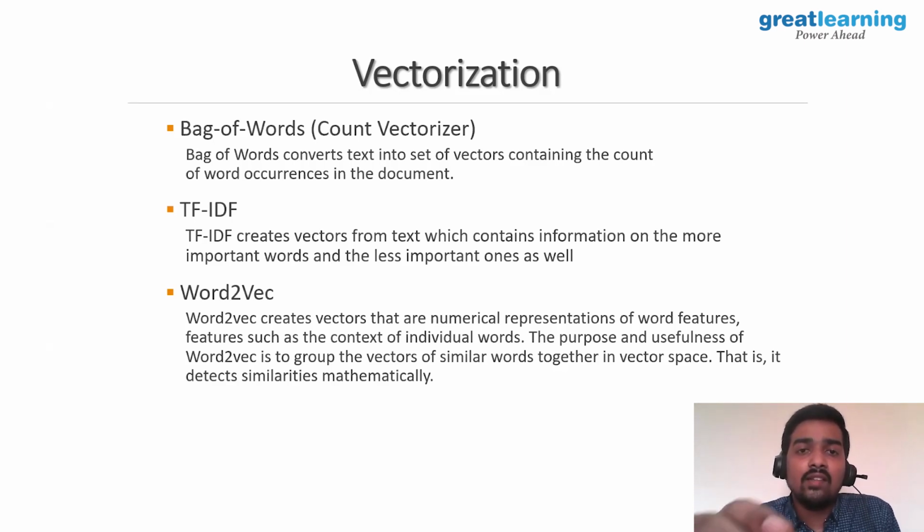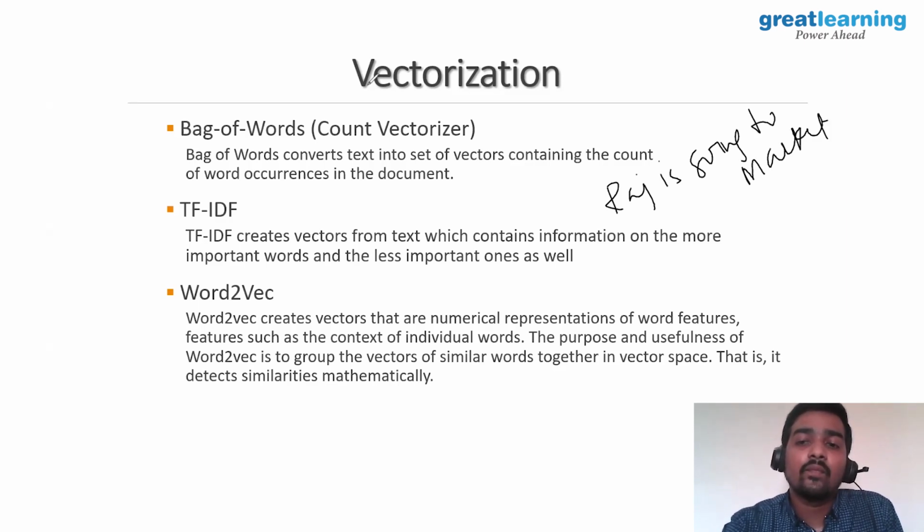Now this can be converted into feature form, right? So how can we do this? Maybe let's say, Raj is going to market, right? And there is one more sentence, Raj came to home little late.